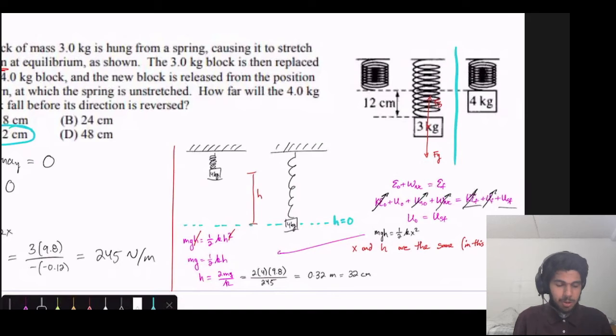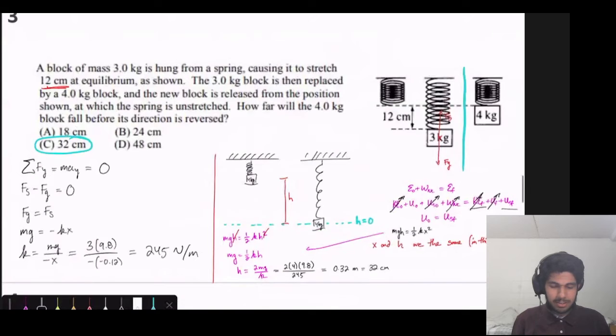So it's greater than 12, which is good. 32 centimeters, sure, that seems reasonable. So the answer somewhat matches intuition, which is always good, because it's good to get a good sense of what physics in the real world looks like. Beautiful. Let's keep chugging along and move on to another question.